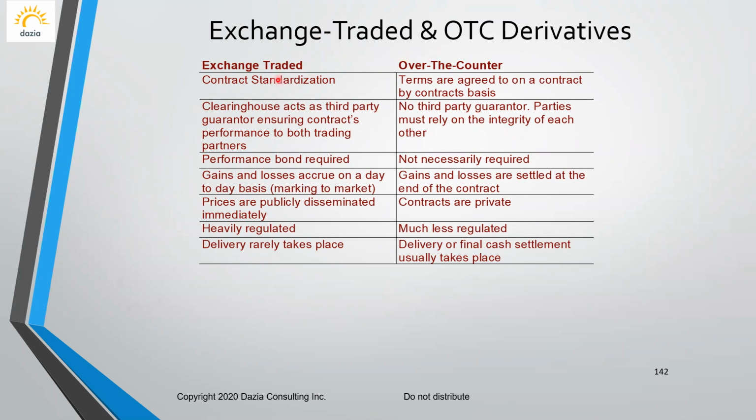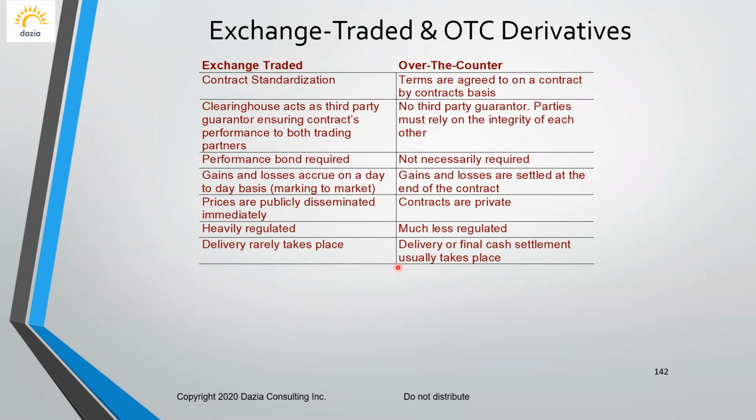As you can see here, there are differences between these two. The main difference is that here it is heavily regulated at the exchanges. Here it is much less regulated. And in the exchange traded, the delivery rarely takes place. They just calculate the price difference and who pays what, and then they close out the position. But in the case of over the counter, they do have delivery. They do have to go ahead with the buying and the selling.